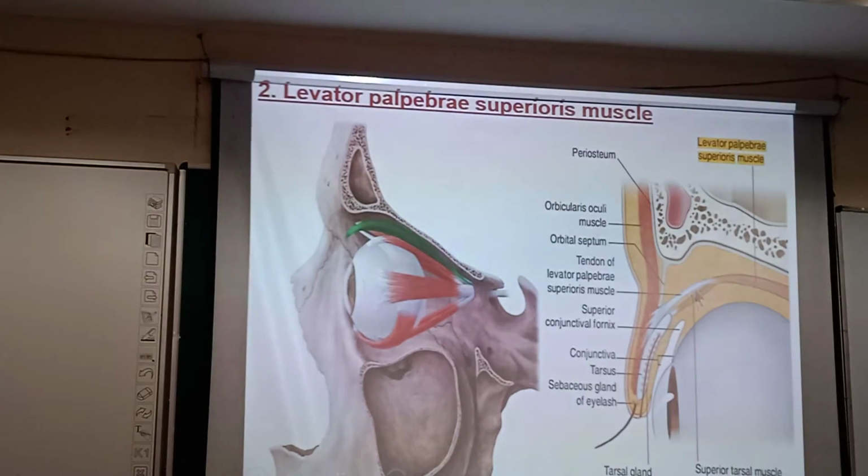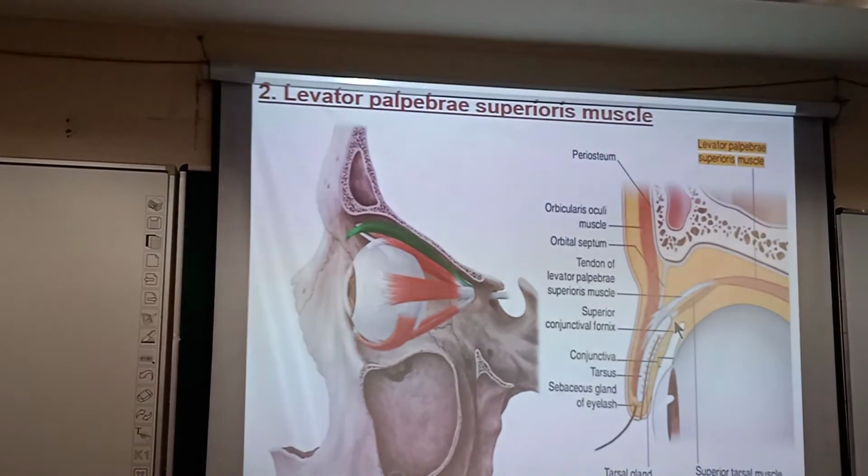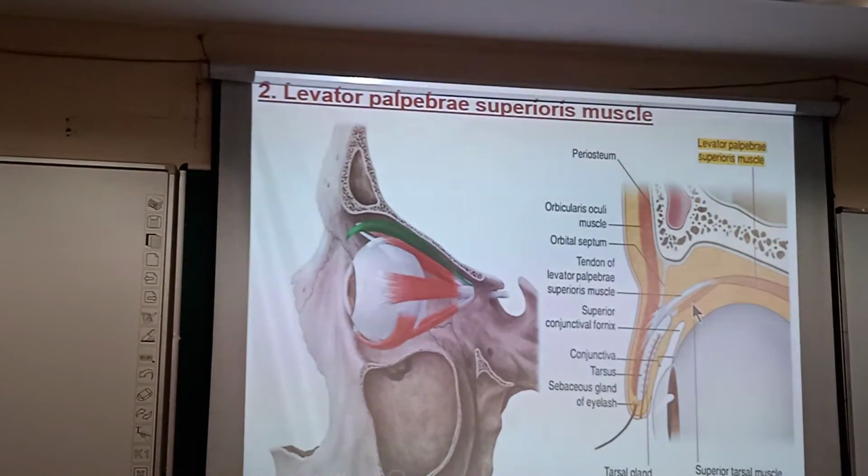Now come here. This is the somatic component and this one is the sympathetic component. The somatic component is supplied by the oculomotor nerve and the sympathetic component is supplied by the sympathetic nerve. About the clinical significance: when oculomotor nerve palsy occurs, levator palpebrae superioris gets paralyzed, leading to ptosis. And when the sympathetic component, also known as Muller's muscle, gets paralyzed, this will result in partial ptosis.